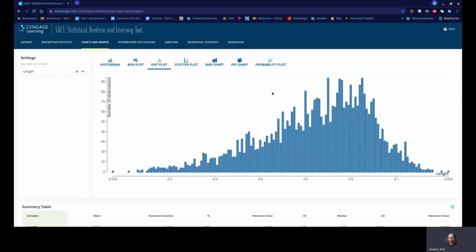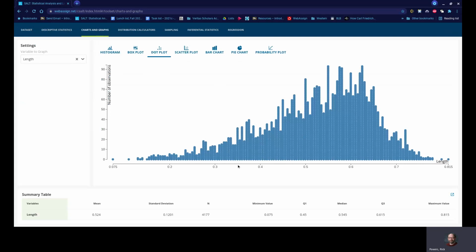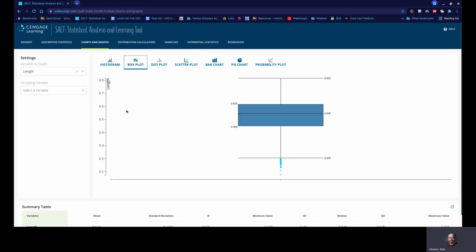However, when we look at this, it's set up horizontally. The low end here, 0.075, goes up to the high end, 0.815. But when we make a box plot of length, it's no longer set up with the numbers on a horizontal scale, but on a vertical scale. And you see the length is listed as a vertical scale. So you kind of have to turn your mind around to see how this works.